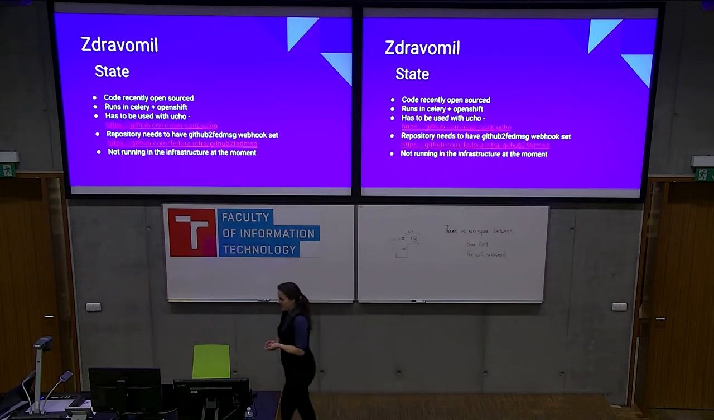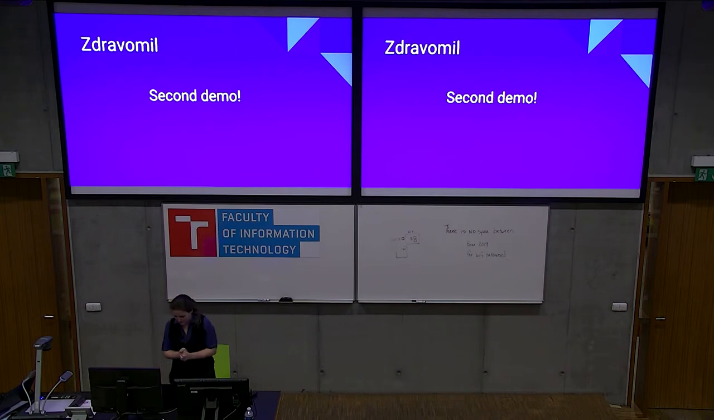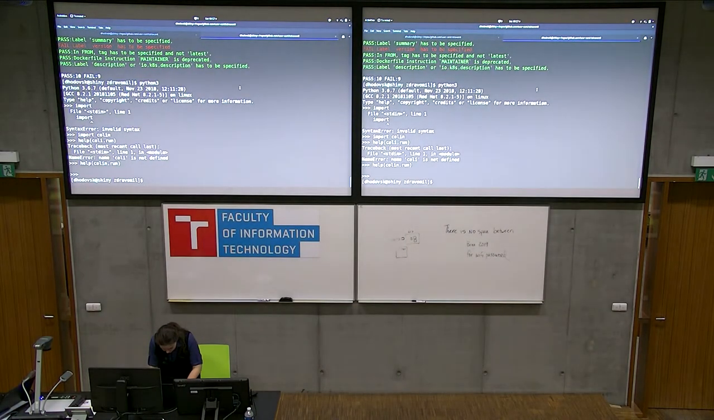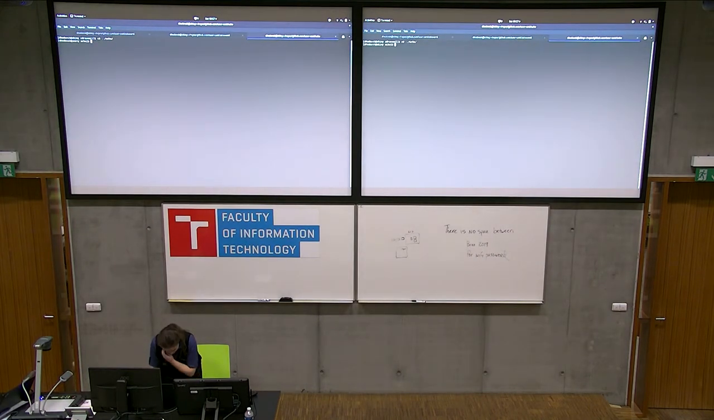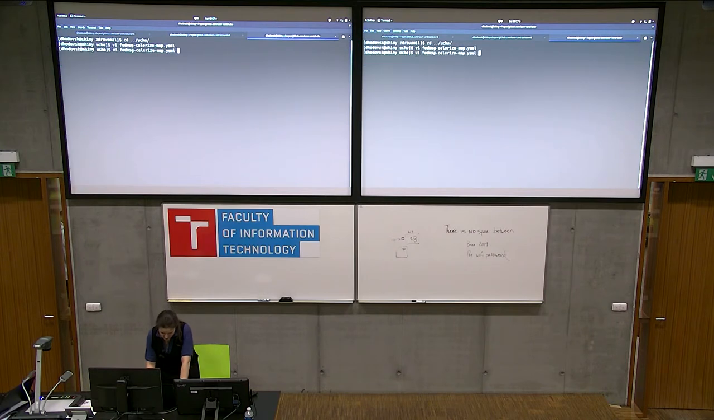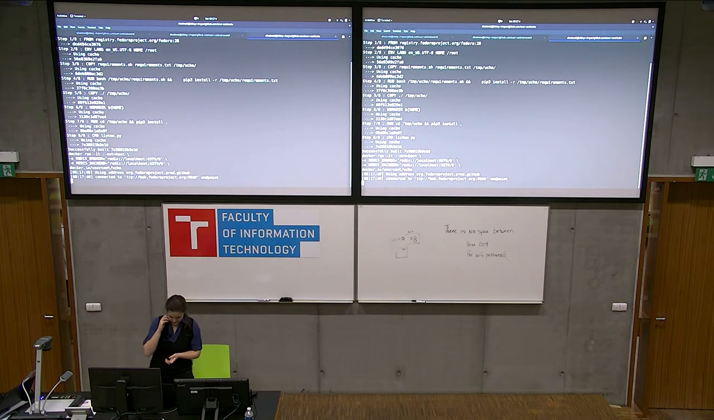Okay, so enough talk. Let's have another demo. So let's see the Ucho and Zdravomil in action. This is how the configuration looks like. The first one is the topic on the fed message. And the second one is the name of the Celery task that should be triggered on the event on the topic. So let's start it. It was pre-built, so now it's just listening to GitHub. And let's hope it will work.